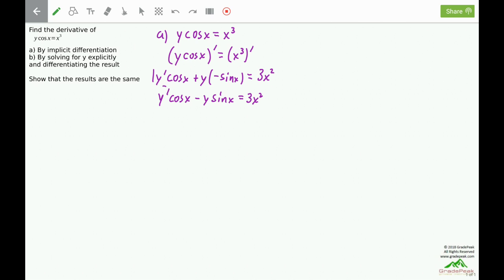We only have one term that has a y prime in it. It's right there. So we will add the y sine x to the other side, and we have y prime cosine x equals 3x squared plus y sine x. We can now solve for y prime by dividing by cosine of x, and we have 3x squared plus y sine x all over cosine of x.